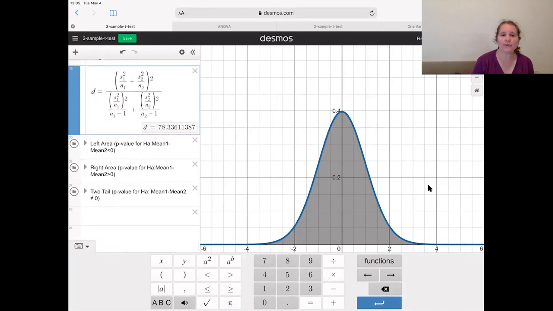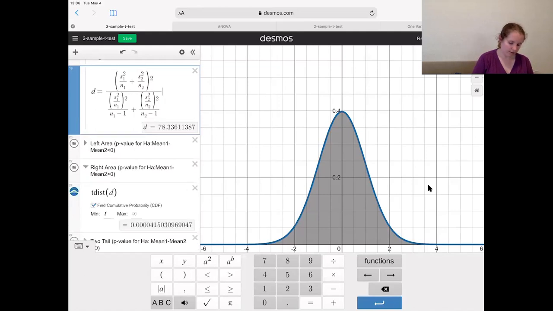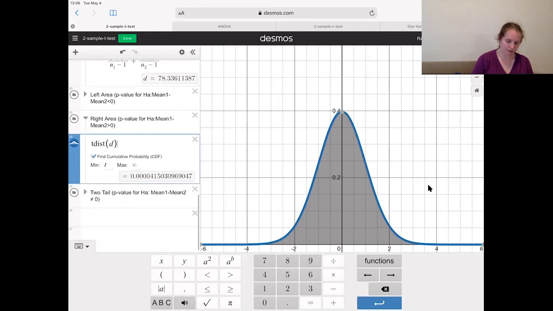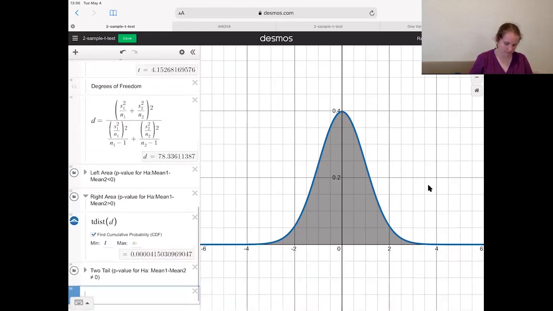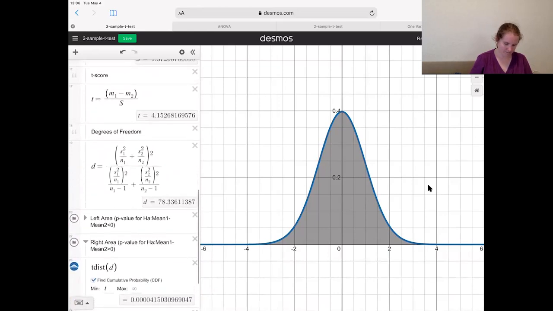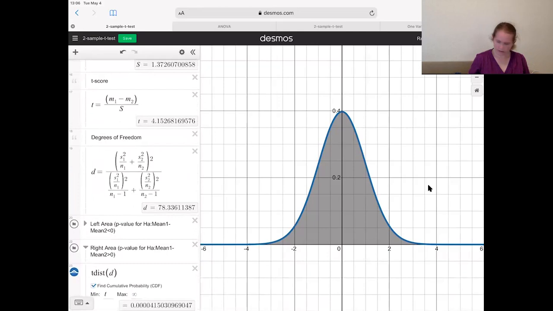For this problem, our alternative hypothesis was that mu1 minus mu2 was greater than 0. So we are looking at the right area. So the p-value we should look at is this 0.0000415. So essentially our p-value is basically 0. So I'm just going to take a picture of the screen and add it to our notes.